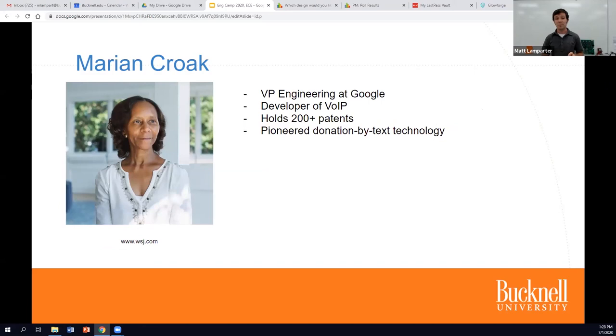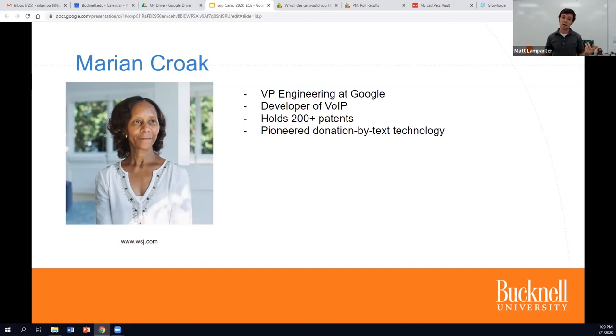at Google. Her big claim to fame is that she developed VOIP, which is Voice over Internet Protocol. It's basically what let us move beyond our traditional telephones that let us communicate over dedicated telephone lines and push the telephone communication into the internet world, which is significantly cheaper to implement. And you've got all sorts of quality improvements that go along with that. So our modern telephony structure is built around this development of VOIP that Marion Croak developed.